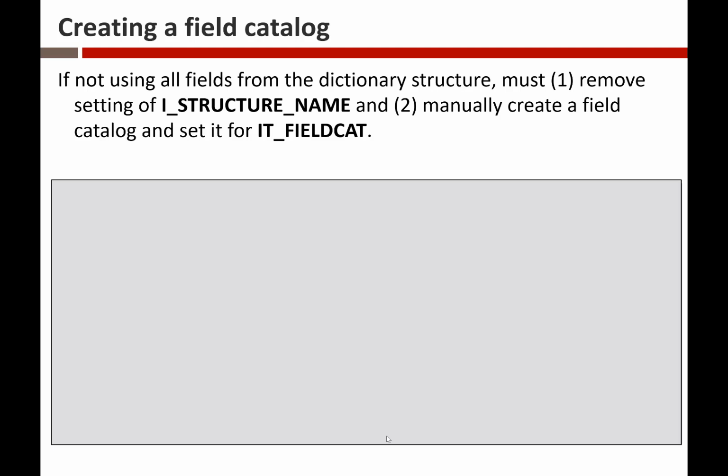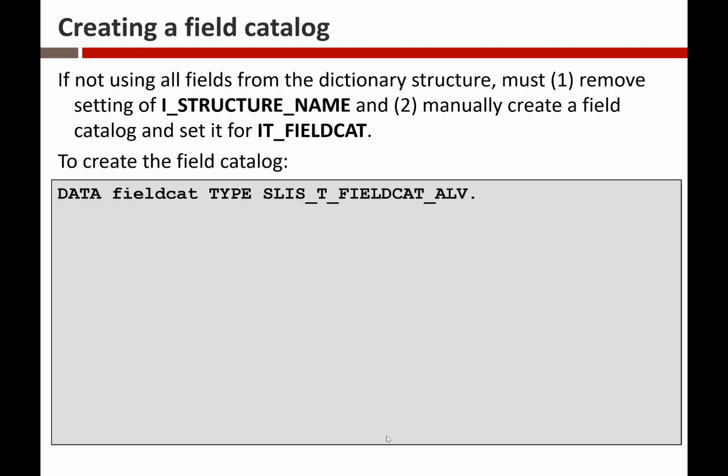If you're not using all the fields from a dictionary structure, number one, you can't pass in I_structure name. Instead, what you have to do is manually create a field catalog and set it as the parameter IT_fieldcat. So how do you create a field catalog?